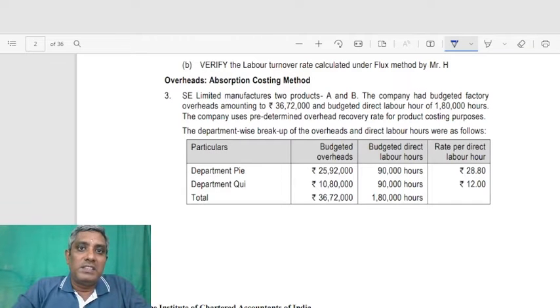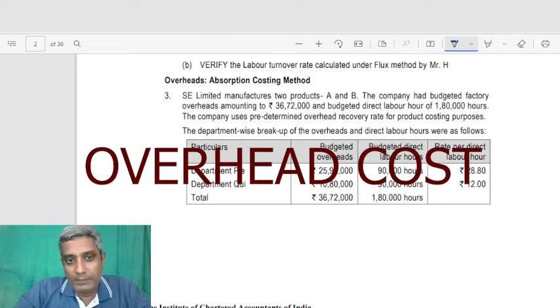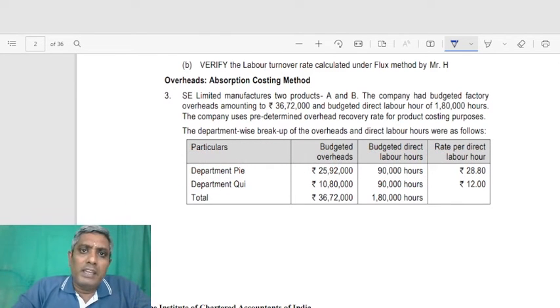My dear CA intermediate students, now in this lecture, let us discuss the RTP question in overheads. We have discussed material and labor in our previous sessions. Now let us discuss overheads. While talking about overheads, one thing should come to your mind: it speaks about the indirect cost. What are they? Indirect material, indirect labor, and indirect expenses.